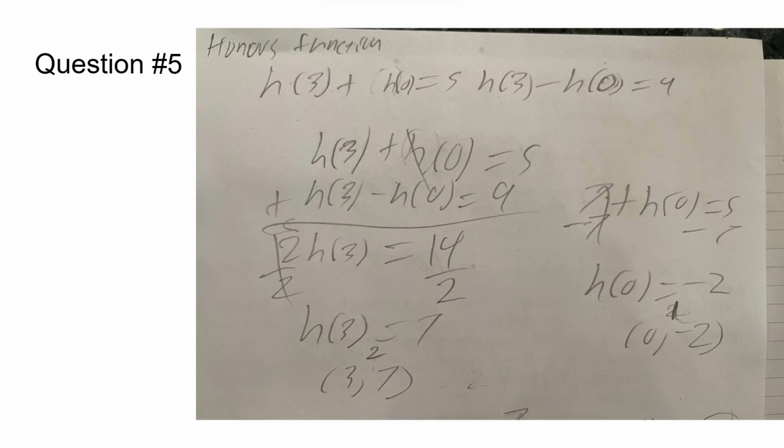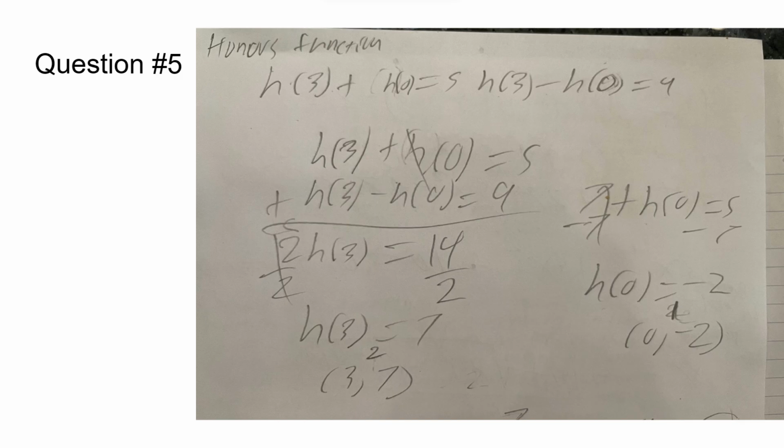Because the h of 0s are inverses of each other, we can eliminate those two and then add the rest. So that becomes 2h of 3 is equal to 14. Dividing 2 from each side gives us h of 3 equals 7, which is our first point: x is equal to 3, y is equal to 7, so our first point is (3, 7).